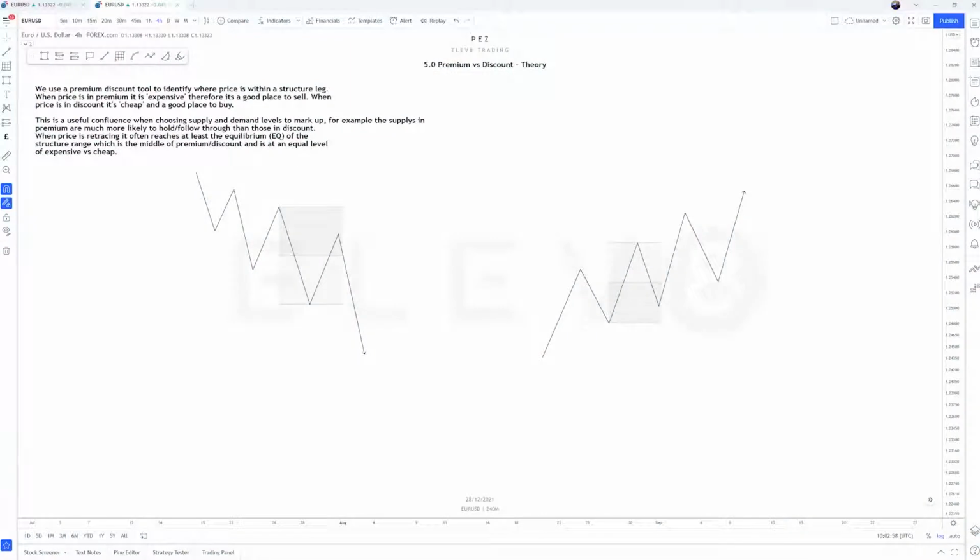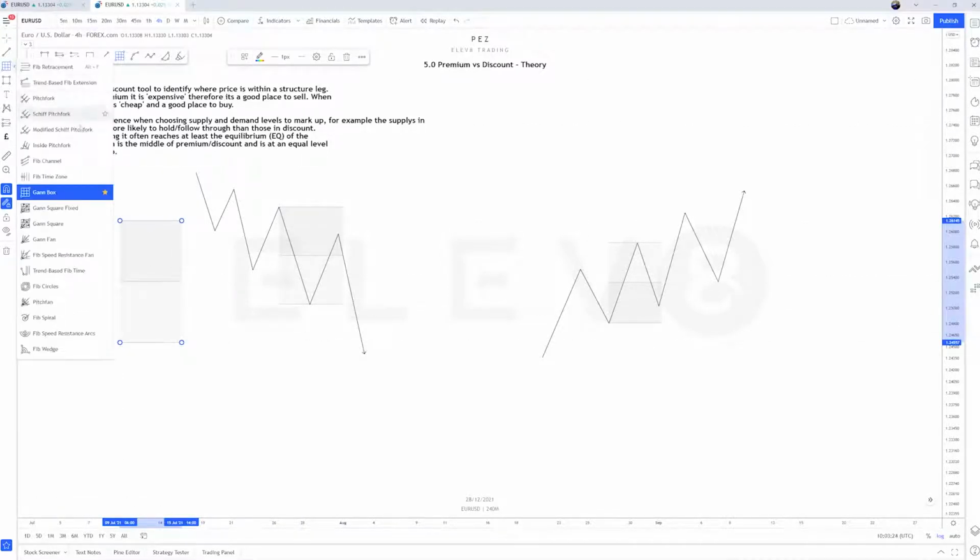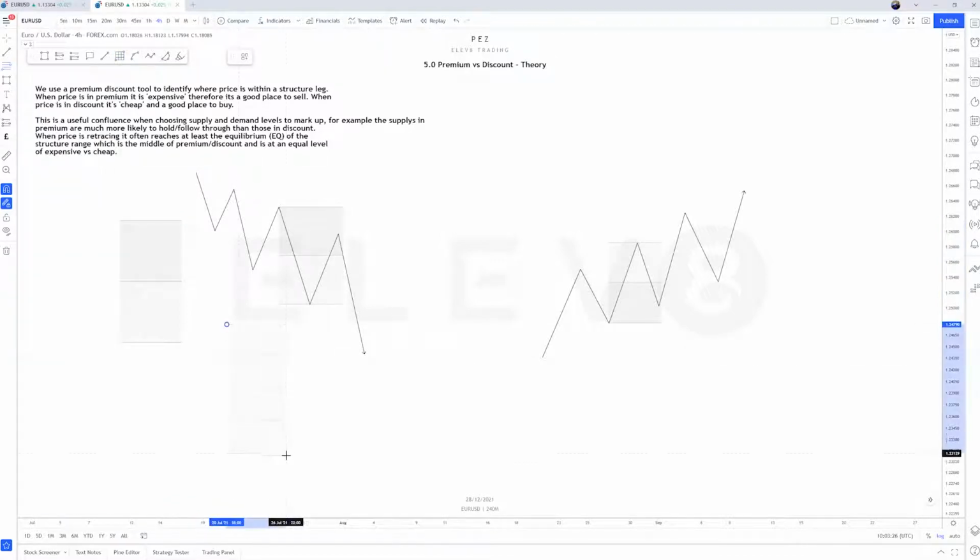So premium discount is a tool we use to measure where price is within a leg and where price is expected to go. If price is in premium, then it's expensive, and if it's cheap, it's in discount. So what we do is we draw our tool from the high of the swing to the low of the swing. I use the Gann box, or you can use the fib tool, and you can use this to mark up premium discount.